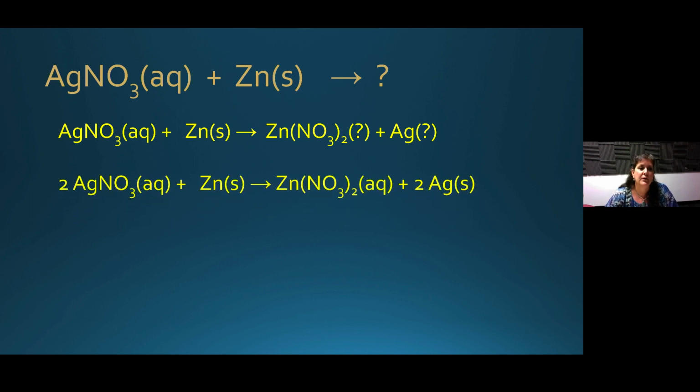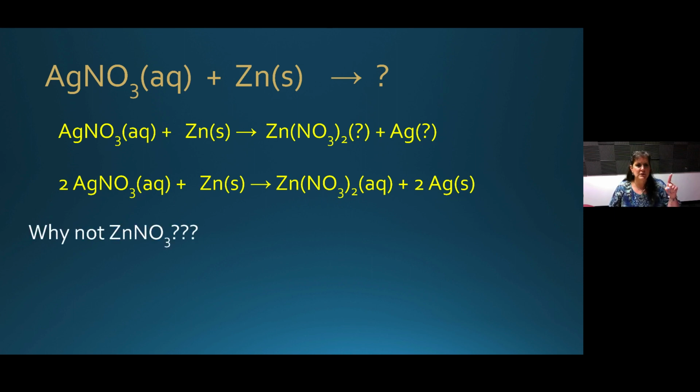Good, I hope you came up with 2 AgNO3 aqueous plus 1 zinc solid makes 1 zinc nitrate aqueous plus 2 silver solids. Good job. Let's try another single replacement reaction.